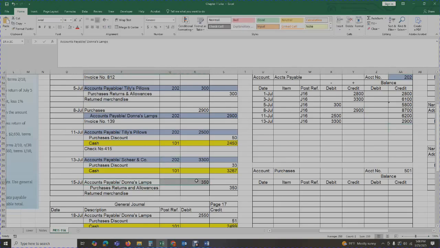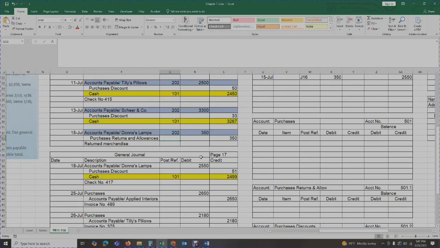I've got my accounts payable here on the 15th. This is journal 16. I've got a debit of $350. So we're going to subtract the $2,900 minus the $350. That'll take me to $2,550. I go back and I enter my 202.